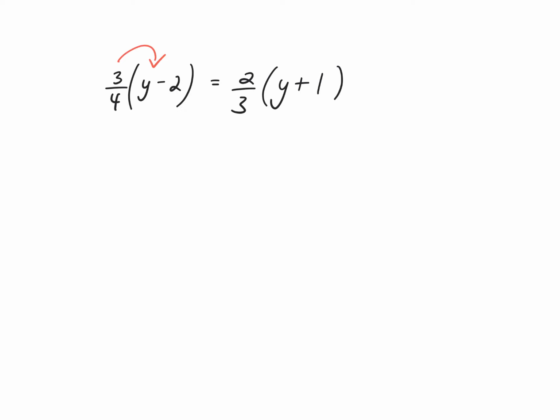3 over 4 times y, and the 2 over 3. Good. So 3 over 4 times y is 3 over 4y. And then 3 over 4 times negative 2 is what?